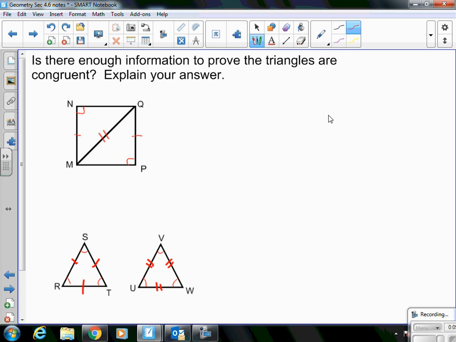And if we look at what we've got, since this is a right triangle, NM and PQ are both legs, and MQ here will be a hypotenuse. So we got a hypotenuse marked congruent to a hypotenuse and two legs marked congruent to each other. So can we prove them congruent? Yes. HL, hypotenuse leg.